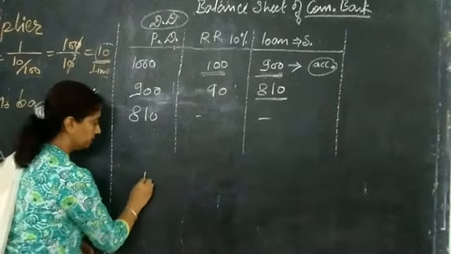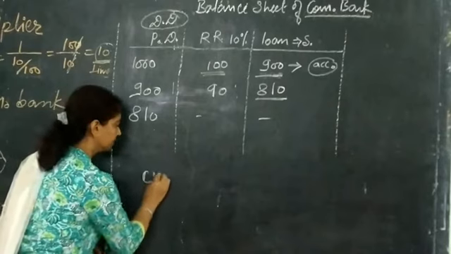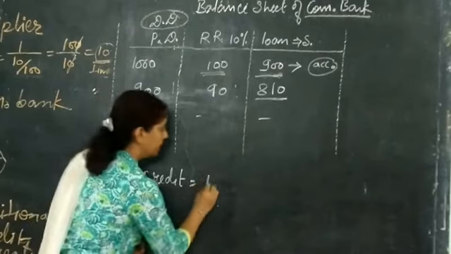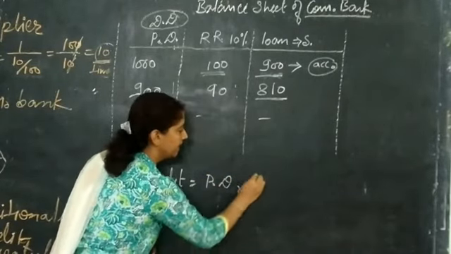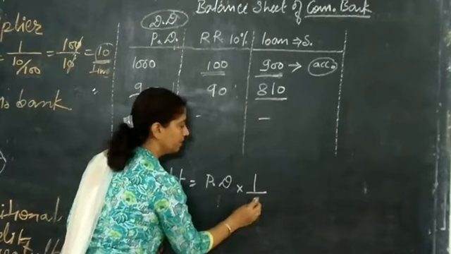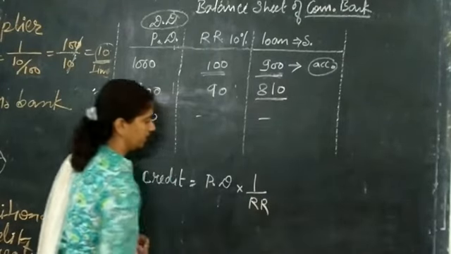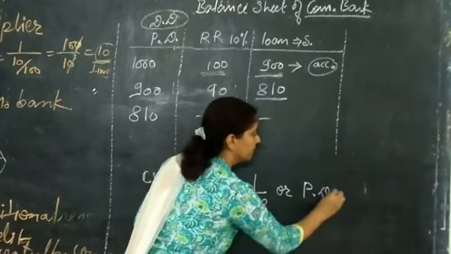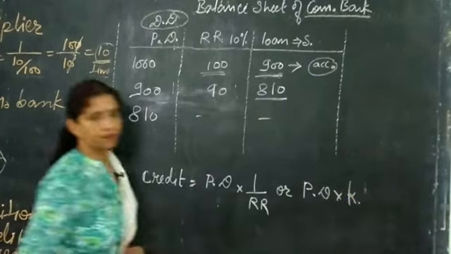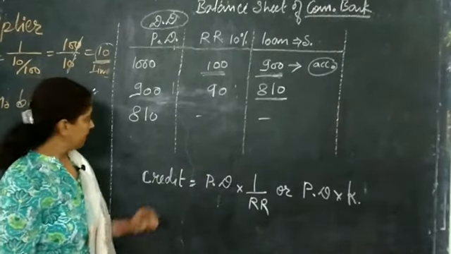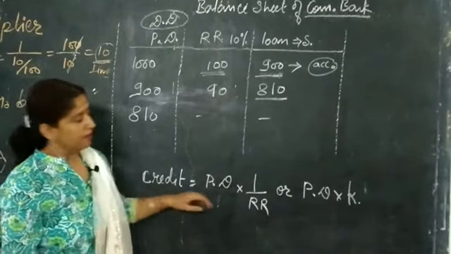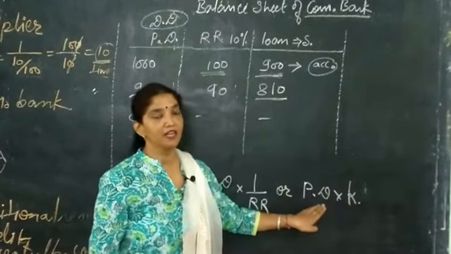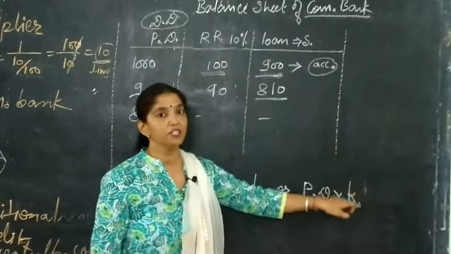Total credit created is primary deposits multiplied by 1 upon RR, or primary deposits multiplied by K. The total credit created will be K times the primary deposits, and K is the credit multiplier.